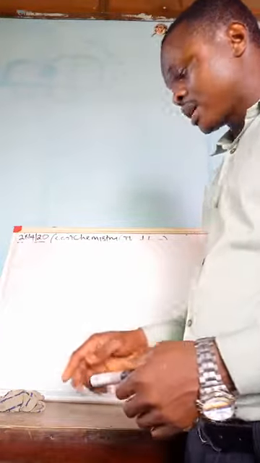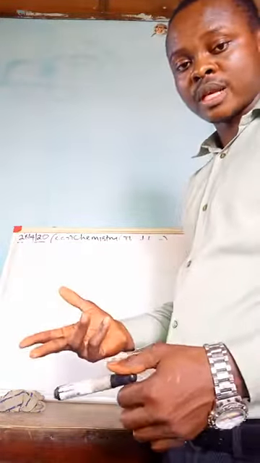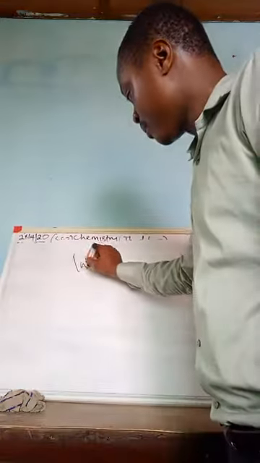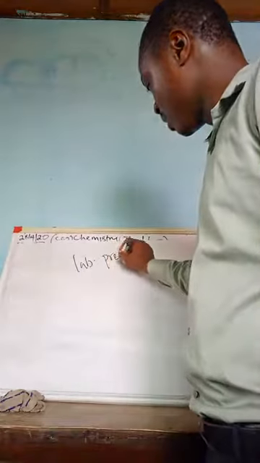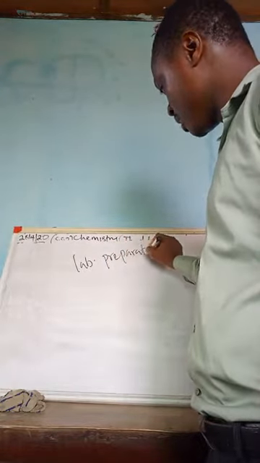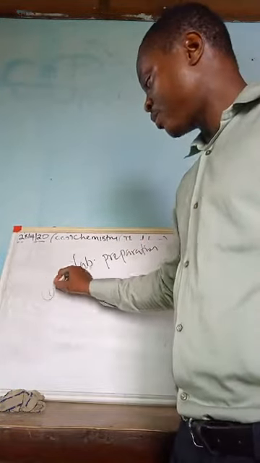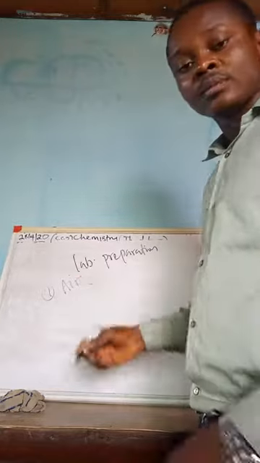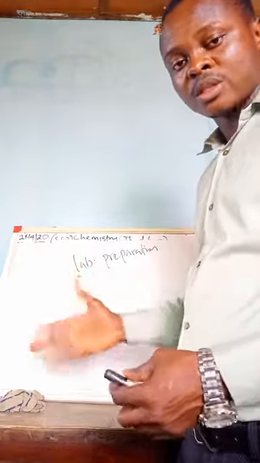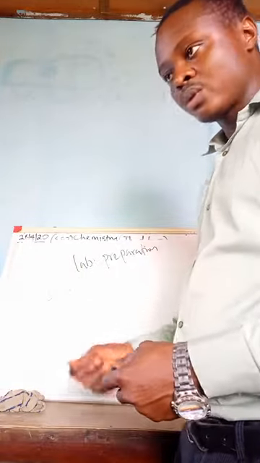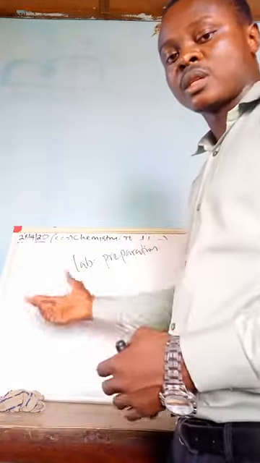In the preparation aspect, we have 2 ways of preparing nitrogen: one in the lab, and two in the industry. So the laboratory preparation, how do we prepare nitrogen in the lab? One, we can prepare it from atmospheric air. Like we know, air is a mixture of gases, of which nitrogen is a major constituent. So what we do is remove the other constituents, then we'll be left with nitrogen.